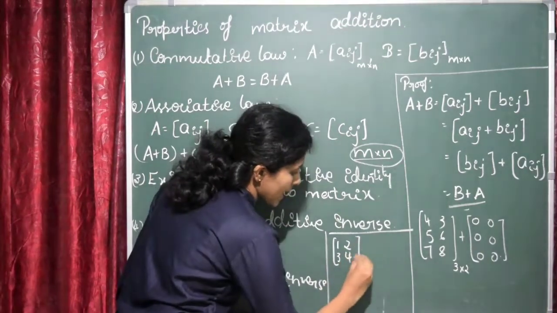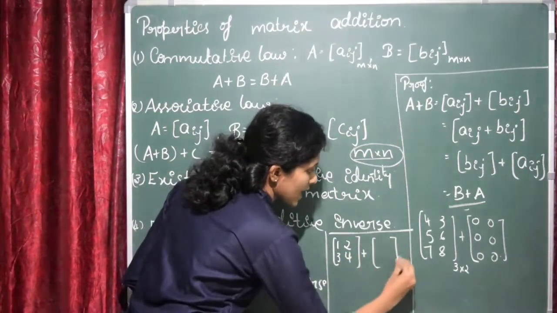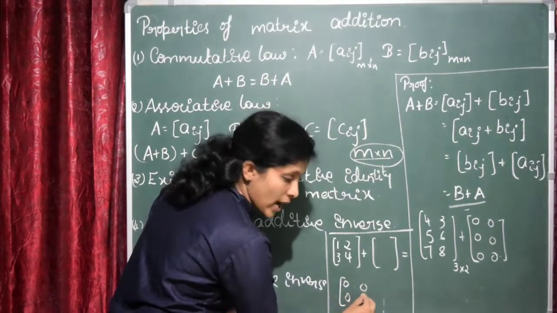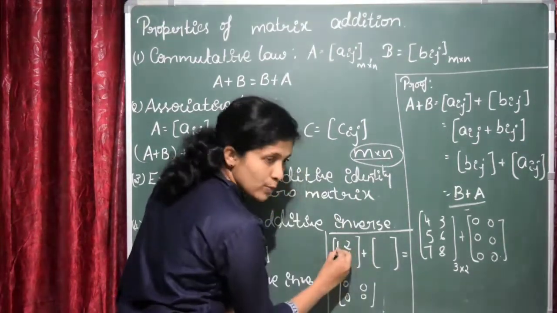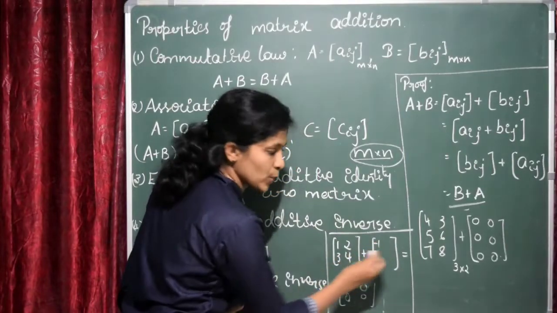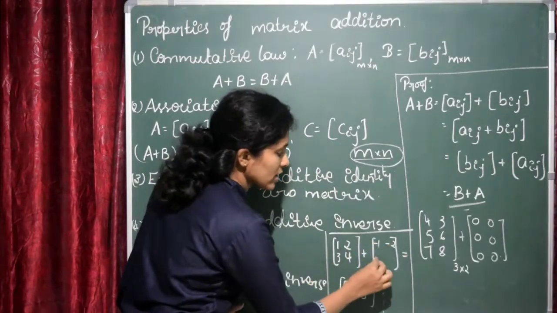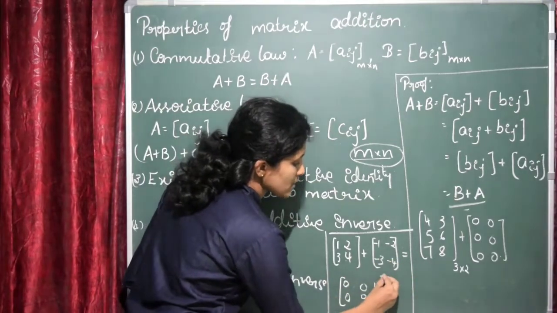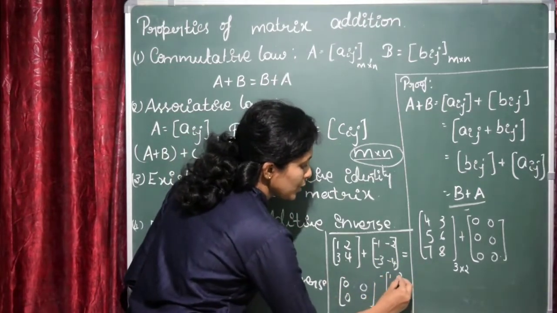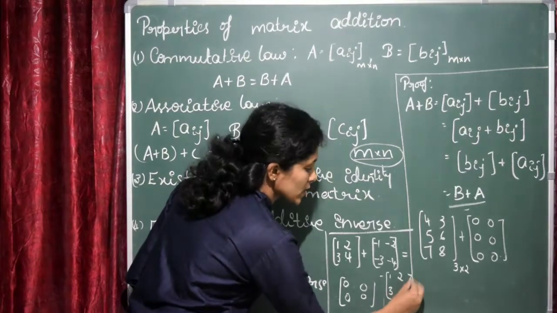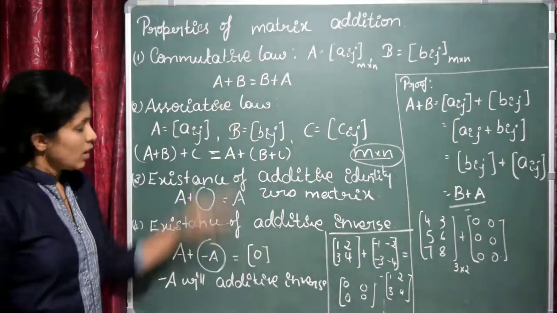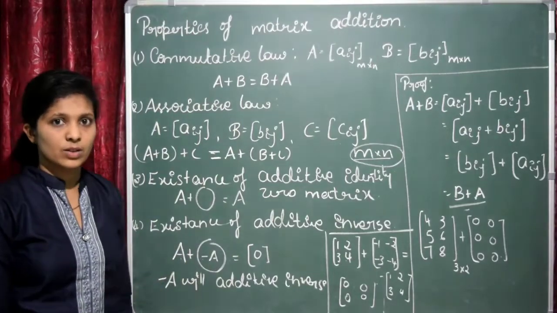If you want to consider one example, I will consider here 1, 2, 3, 4. I have to add something to get the additive identity, so that I get 0, 0, 0 and 0. What do I have to add? Here 1 is there, so I add minus 1. 2 is there, minus 2, right? 3 is there, minus 3. 4 is there, minus 4. This can be written as minus of 1, 2, 3, 4. So this is minus A. I hope you understood all the 4 properties.